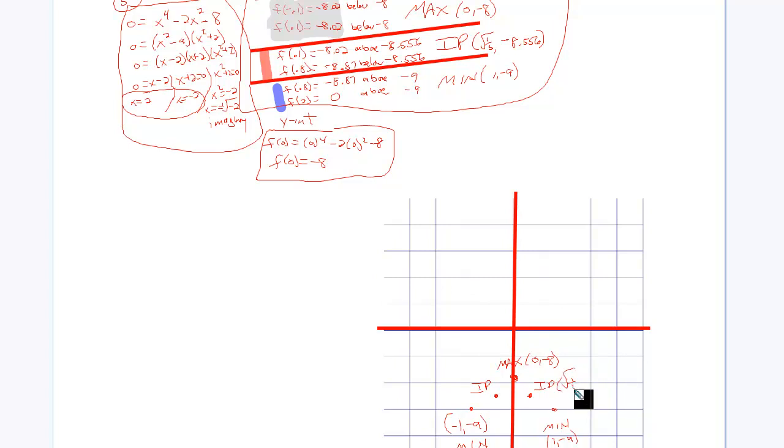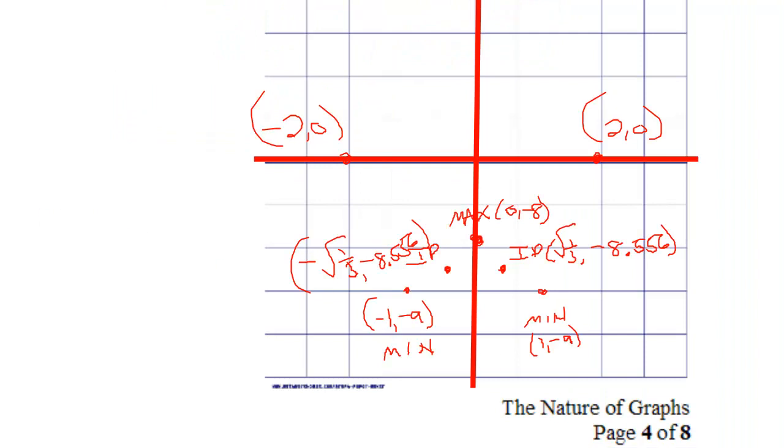This inflection point was positive square root of 1/3, -8.556. This one was a negative square root of 1/3, -8.556. I had x-intercepts of 2 and -2. Hopefully you can visualize what this looks like.